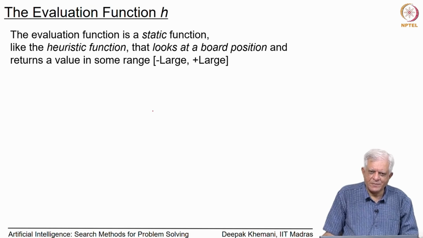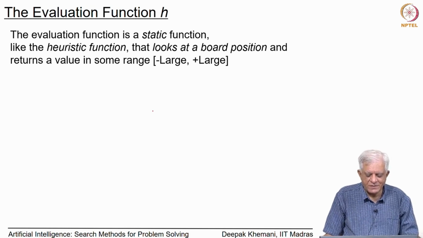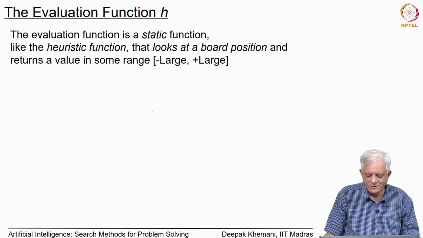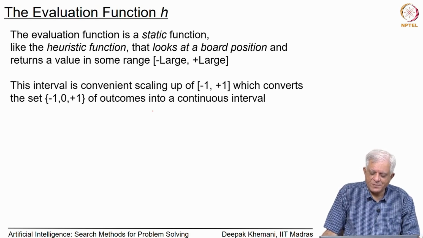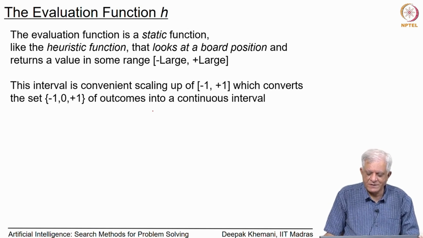This minus large is an approximation we use when writing an algorithm to say that it can be as small as possible, and plus large means as large as possible. That will obviously depend upon the design of your program. This minus large to plus large interval is just a convenient scaling up of the interval minus 1 to plus 1, the real interval which we are interested in, which covers the set of 3 outcomes in the game, which is minus 1, 0 and plus 1.